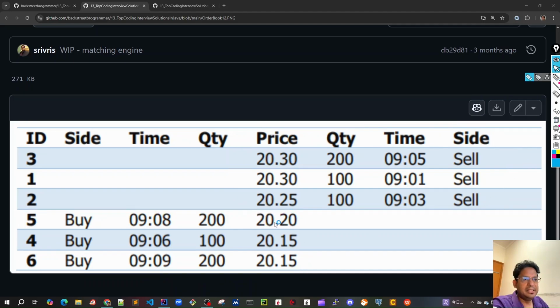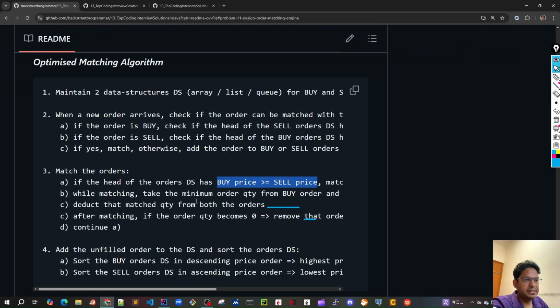Right now in our order book, the best buy order is at 20.20 and the best sell order price is at 20.25. We cannot match these, because the buy price 20.20 is less than 20.25. In our matching price criteria, we have seen that only if the buy price is greater than or equal to the sell price is matching possible. So this is what has been listed here.